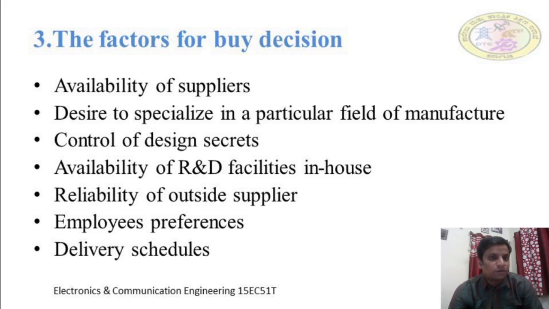Third factor involved in the buy decisions is control of design rights, whereas in the make decision it is quality considerations. Fourth one is availability of research and development facilities in house. R&D ವರ್ಕ್ ಯಾರು ಮಾಡ್ತಾ ಇದ್ದಾರೆ ನಮ್ಮಲ್ಲಿ, ಮತ್ತು ಎಷ್ಟು ಮಂದಿ ನಾವು ತಗೋಬೇಕಾಗುತ್ತೆ in order to manufacture a particular product or in order to buy a particular product.